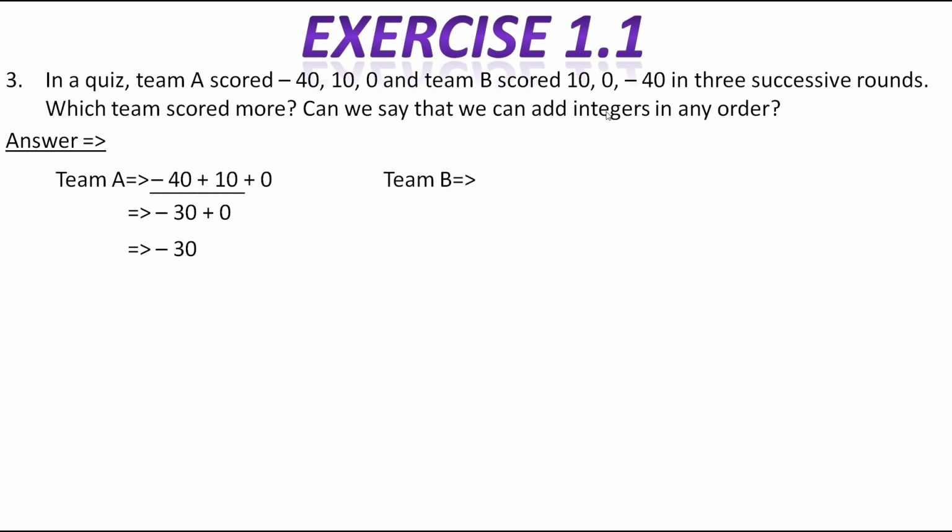Total score of team B is plus 10 plus 0 and minus 40. Now I'll make the group of these first 2 digits, that is plus 10 plus 0 is going to be plus 10 only, and this minus 40 will come. Now both the numbers are having different signs, so we have to subtract. 40 minus 10 is 30 with minus sign, because 40 is greater here.